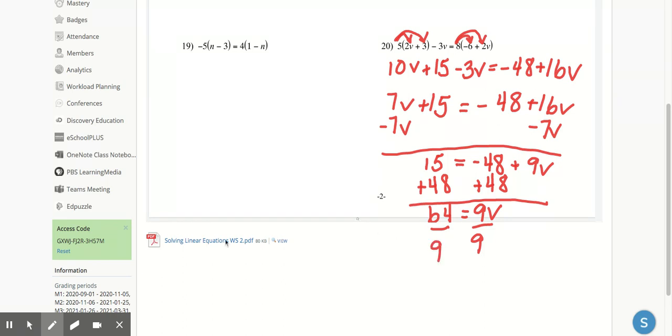That's not 64. Hang on, let me fix that. It's 63. And then when we divide 63 by 9, that gives us 7.